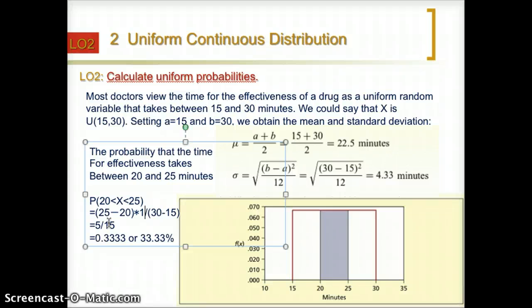0.33. So that is for the uniform continuous distribution, and there are several examples in the textbook, so please have a look before you attend the tutorial.